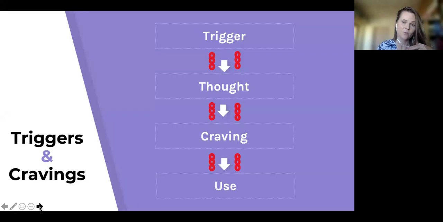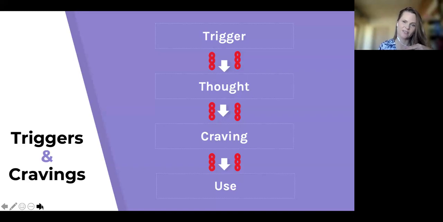So once a trigger has occurred, there's the point of intervention between the trigger and the thoughts about using that you can modify with cognitive restructuring, then between the thought and the craving itself, and then we'll look particularly closely at once it turns into an urge, what they can do to stop in that final phase before it becomes a behavior.